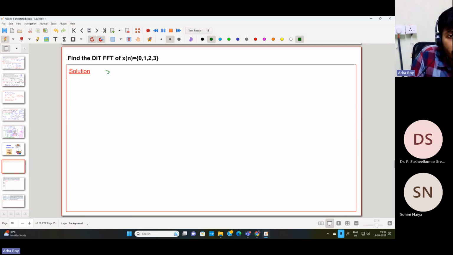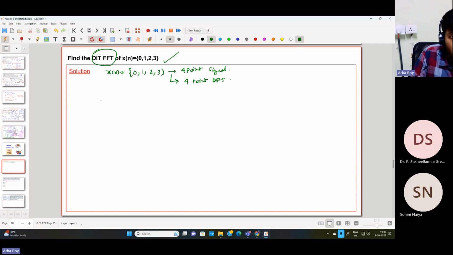So we have been given a sequence x[n], which has 0, 1, 2, 3. That means this is a 4-point signal. So effectively, this will be a 4-point DFT, and we need to find the DIT FFT of this. For that, we need to draw the diagram. So I can start drawing the DFT diagram: x0, x1, x2, and x3.